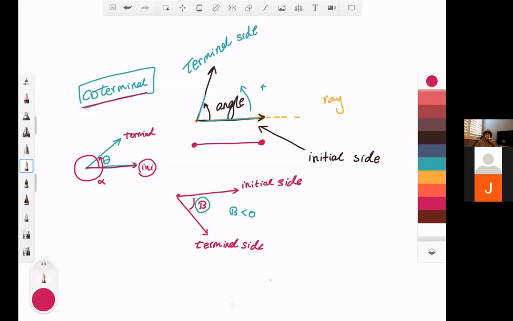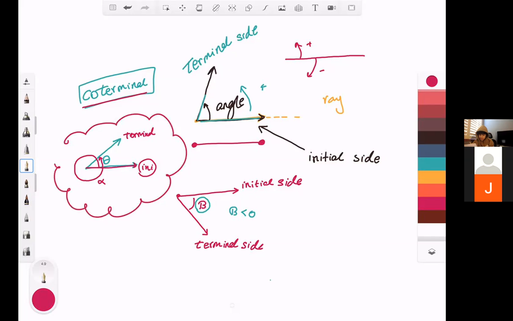Any question here? So those are the definitions. Initial side is always a horizontal line. If you go this way, it's positive. The other way will be negative. The coterminal is very important: they're sharing the same initial and same terminal side.